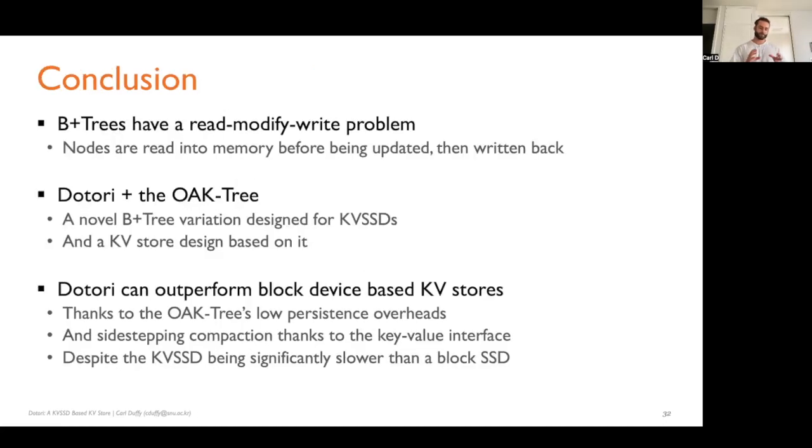To conclude, we look at this B plus tree read modify write problem through the lens of the key value interface, and we introduce the Oaktree, a B plus tree built upon the key value SSD, and Dotaree, a key value store built on this Oaktree. And even though the key value SSD itself significantly underperforms the block SSD, Dotaree can really outperform the block device KV stores because of the low index maintenance overhead of the Oaktree and the avoidance of compaction because of the key value interface.